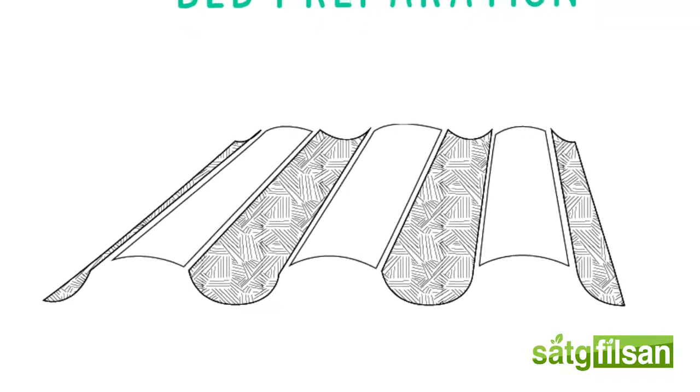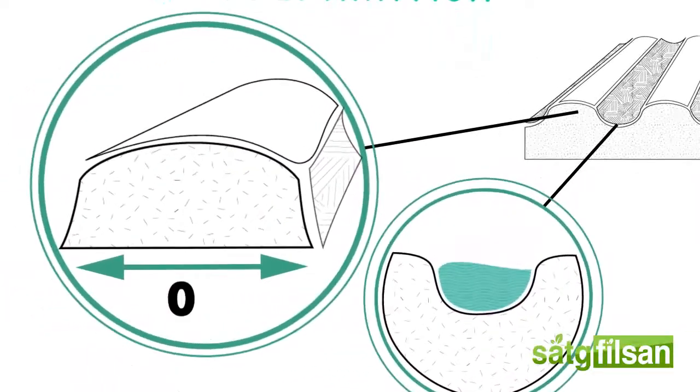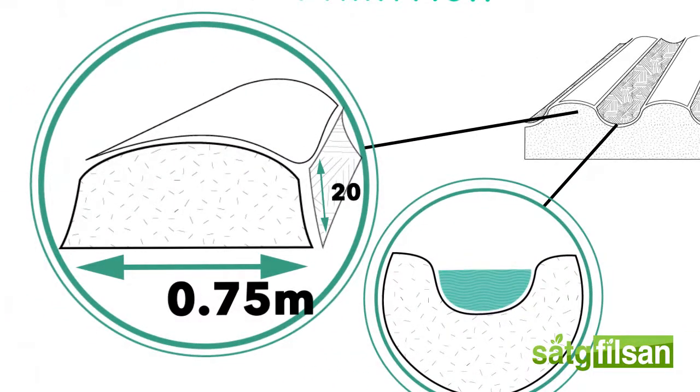When preparing the land, make beds 0.75 meters wide and 20 centimeters high above the ground. Also, leave 0.40 meters wide furrows between each bed.